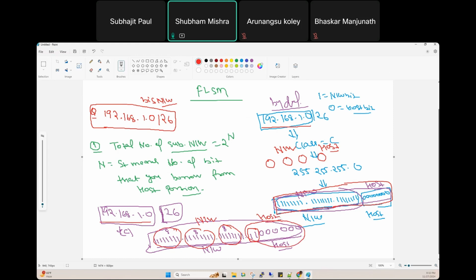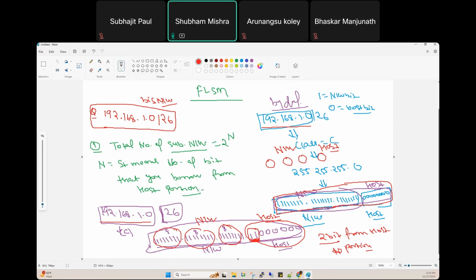But unfortunately, what you are doing? From the host portion, you are using 2 bits for the network. Agree, everyone? It means we are borrowing 2 bits from the host portion. Because in the host portion, all should be 0 by default. But still, there are 2 ones. 1 means network. So it means the network is borrowing 2 bits from the host portion.